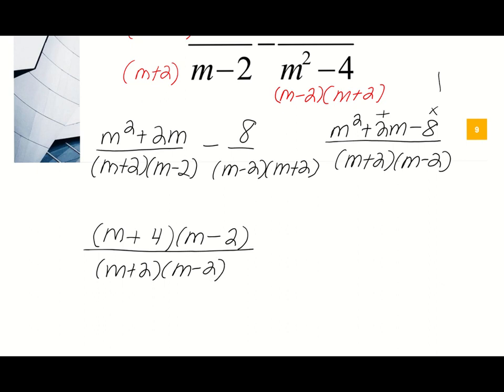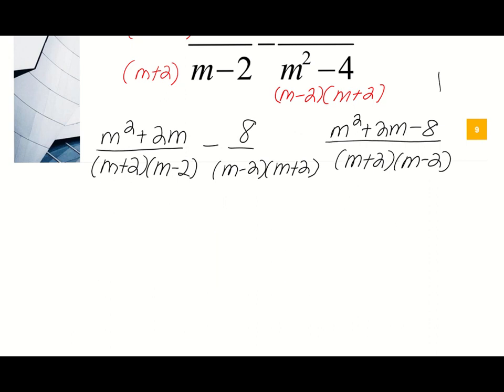So now that it's factored, do I have anything that cancels? I do. So my simplified result of this original problem is going to be m plus 4 over m plus 2. I subtracted and I simplified to get my final answer.